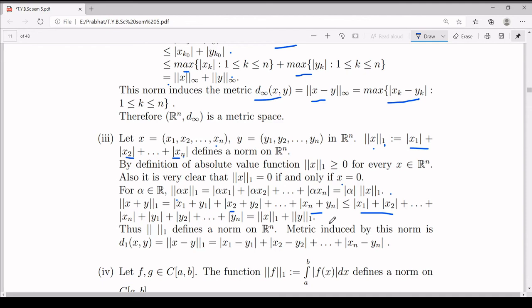Now which metric will it induce? This will give rise to a metric d1, that is norm x minus y will be mod of x1 minus y1 plus mod x2 minus y2 plus mod xn minus yn on Rn.